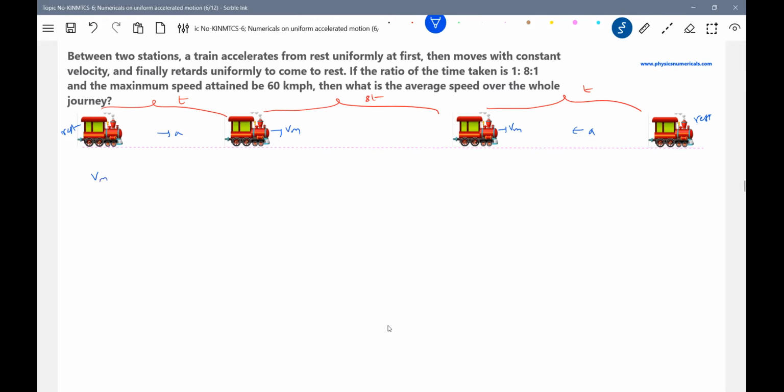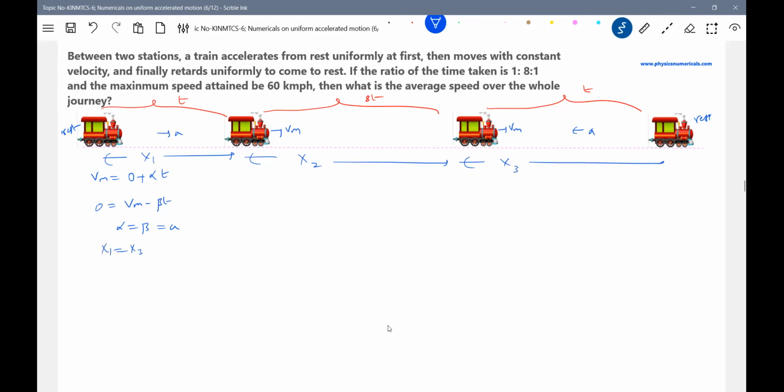Or else you write the equations of motion. Vm is equal to 0 plus alpha t. Similarly, 0 equals Vm minus beta t. With this, alpha equals beta, and that should be equal to a. It will undergo retardation, no? Because it is going to describe uniform velocity motion in the middle. What distance it covers during the acceleration period, the same distance it covers during the retardation. So looking at this, I can also write x1 equal to x3. Average speed over the whole journey is what is asked.